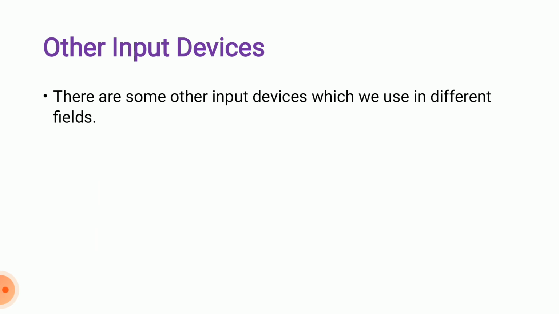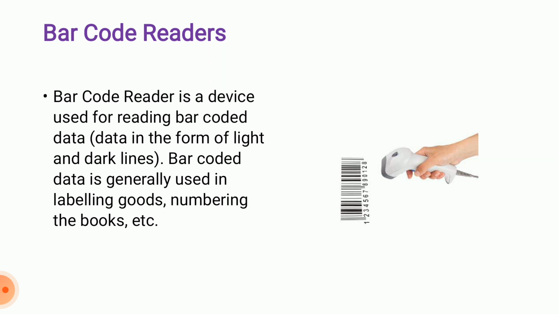Other input devices. There are some other input devices which we use in different fields. How? Let's see. Barcode reader. Barcode reader is a device used for reading barcoded data. Data in the form of light and dark lines is called barcode. Barcoded data is generally used in labeling goods, numbering the books.